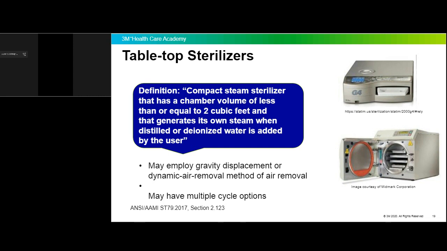Typically the user adds distilled or deionized water to the chamber. This is in contrast to large in-wall sterilizers found in hospitals and in some surgery centers that are connected to a hospital boiler that may be quite a distance from where the sterilizer is located. Years ago, tabletop sterilizers were mostly gravity sterilizers, but nowadays there are many choices available. There are many manufacturers, and they all offer a variety of choices. So you might have a gravity sterilizer, or you might have one that uses a dynamic air removal method, such as pre-vacuum or steam flush pressure pulse.